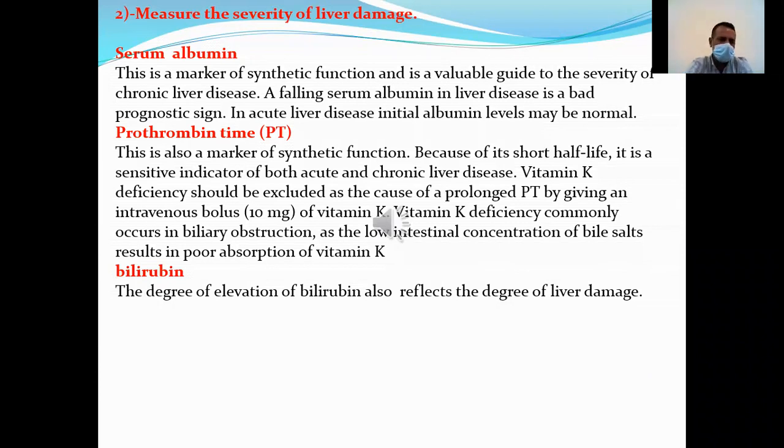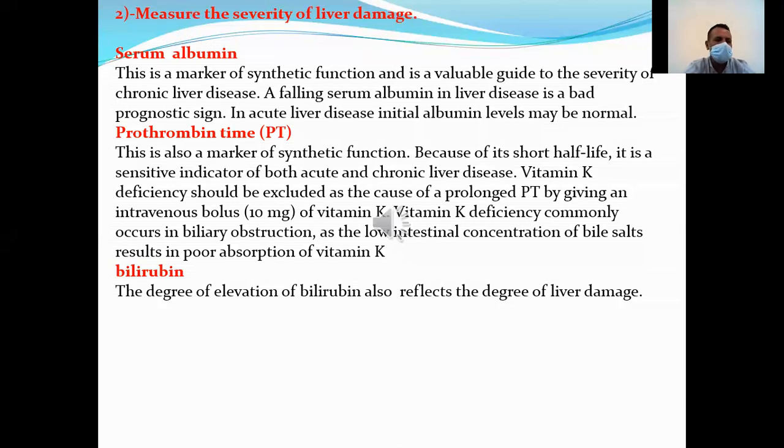Another indicator for severity is prothrombin time. This is also a marker of synthetic function. Because of its short half-life, it is a sensitive indicator for both acute and chronic liver disease, unlike serum albumin, which has a long half-life of about one month. So albumin indicates chronicity. But with prothrombin time, when there is severe acute destruction of the hepatocytes, it leads to prolonged PT, which indicates a bad prognosis. But we should ensure that it is not due to vitamin K deficiency.